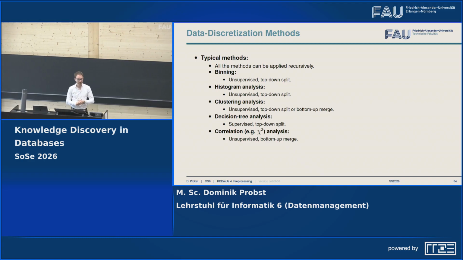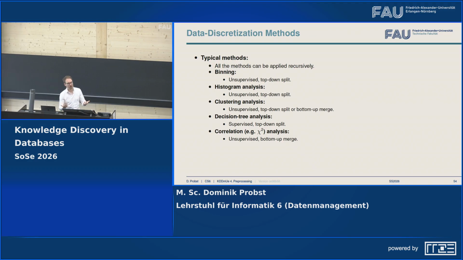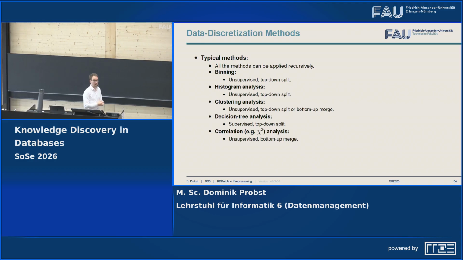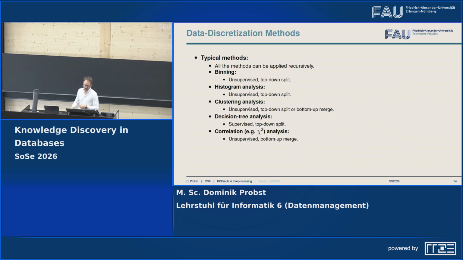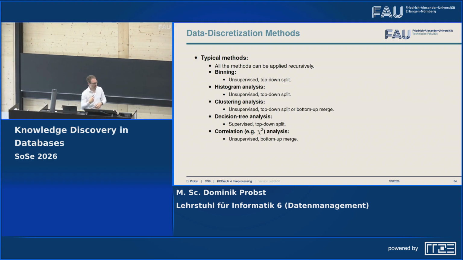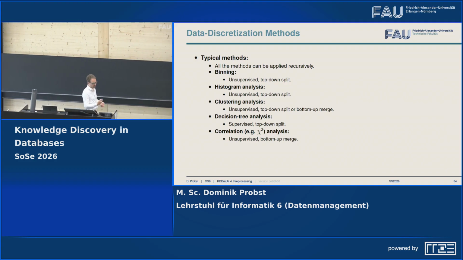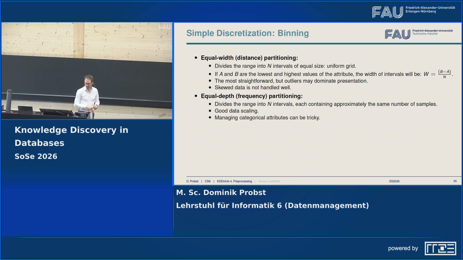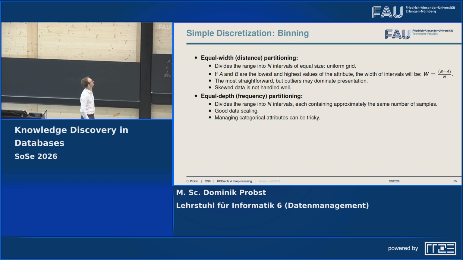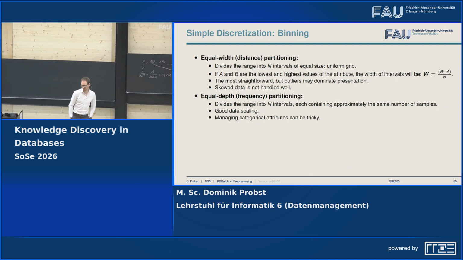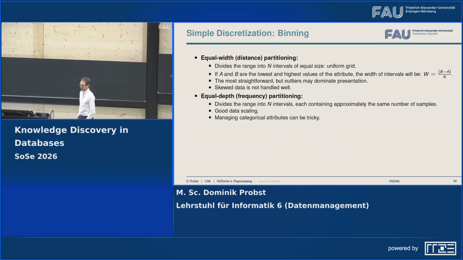And then we have a correlation analysis, which is unsupervised, and you already know about chi-squared, so we can already talk about that in some detail. However, we will not get into 100% detail right now. Let's start with binning. Binning is, together with histogram analysis, the most basic approach for discretization.